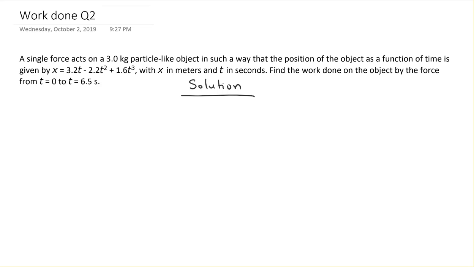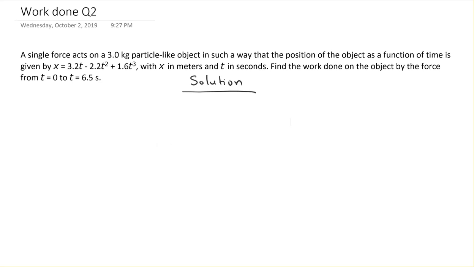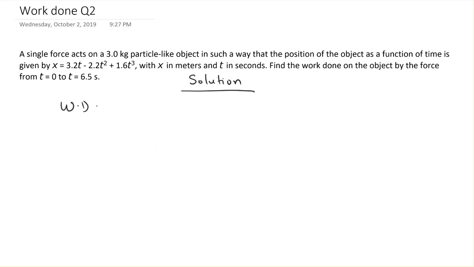Recall that from the previous question we defined the work done by a variable force as WD is equal to the integral of the force, which is a function of x, with respect to x, from the lower limit to the upper limit, say x0 and x1. In this case, we don't have the force directly, we just have the position as a function of time, and we have the mass. But one thing we can find is the force from the acceleration.